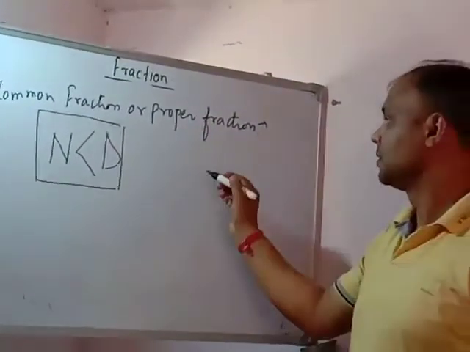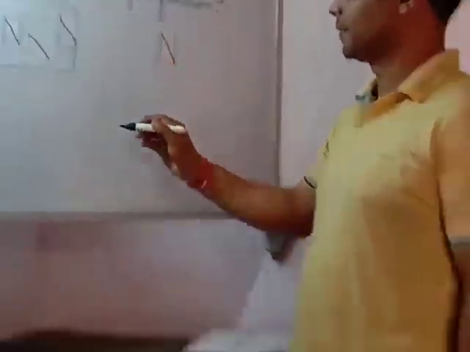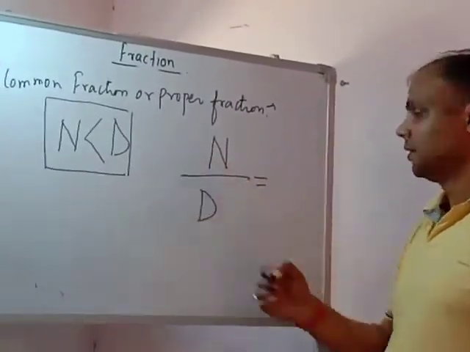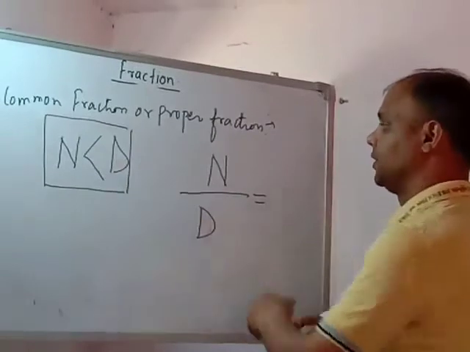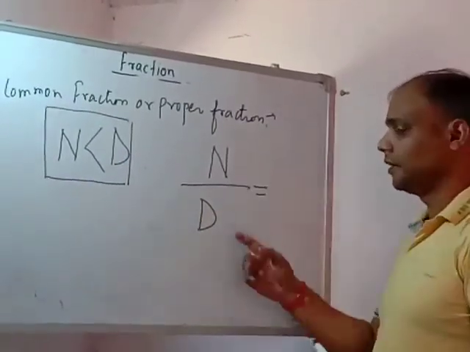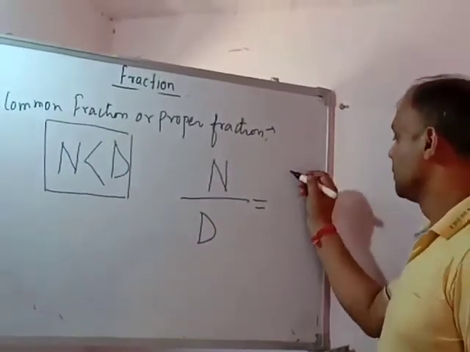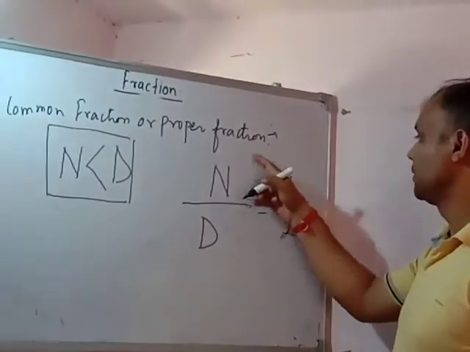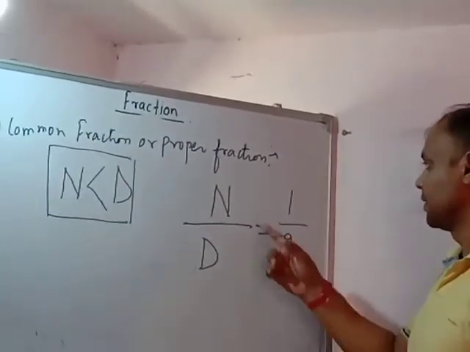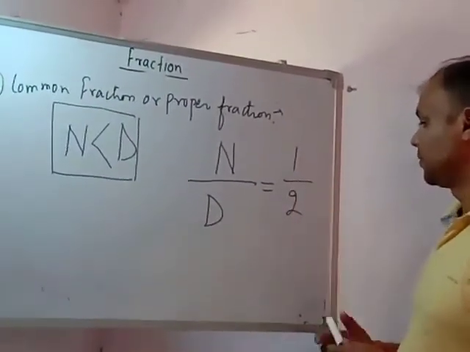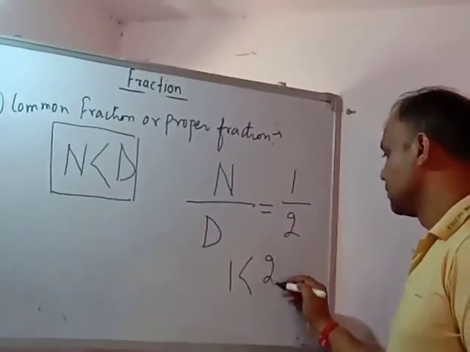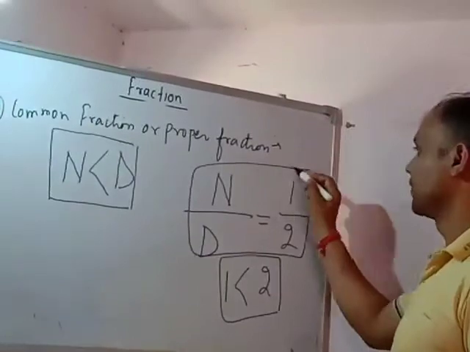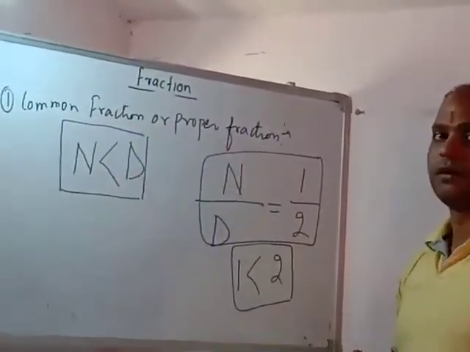Common fraction means when you write any number in fraction form, this is the numerator and this is the denominator. Here the numerator is less than the denominator. Suppose I take the example 1 by 2. Here 2 is the denominator, 1 is the numerator. Here 1 is less than 2. So this type of fraction is called a common fraction or proper fraction.